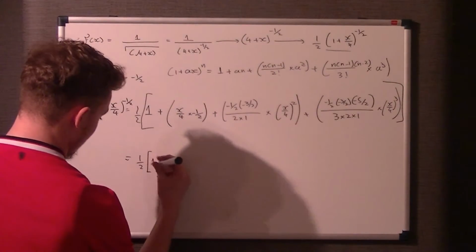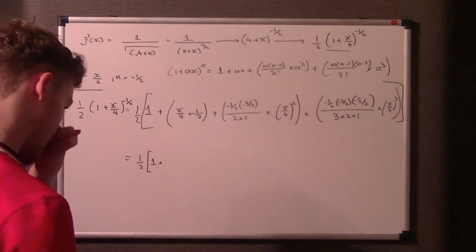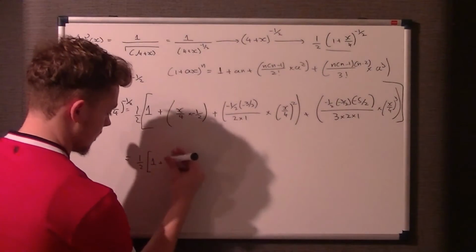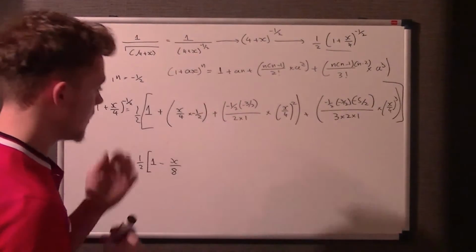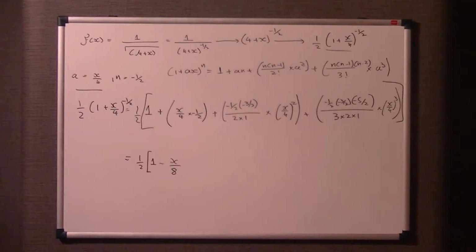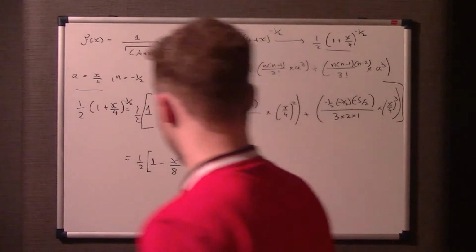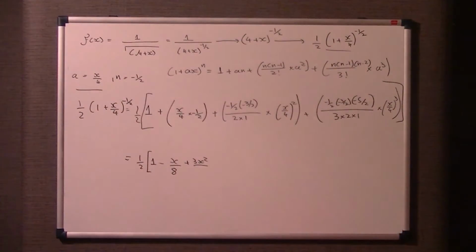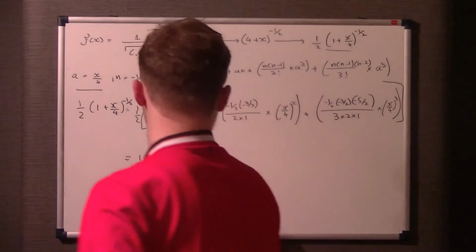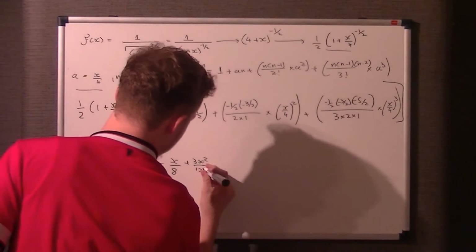Obviously the first one is 1, and the x over 4 times negative half, that's you take away x over 8. Then you do negative half times 1.5 over the factorial of 2, or just over 2, and then you times that by x squared over 16. Because of the 2, you got a double negative there, that gets you plus 3x squared over 128. I almost said over 16 then, but I thought, where am I going with that? So it's plus 3x squared over 128.